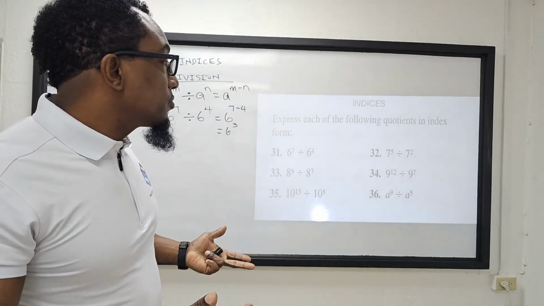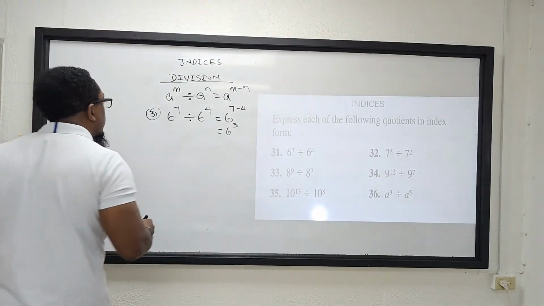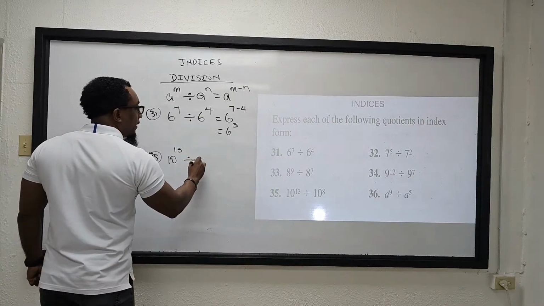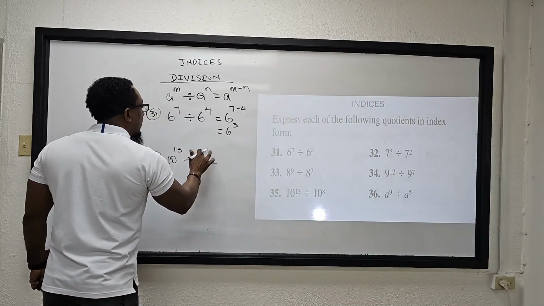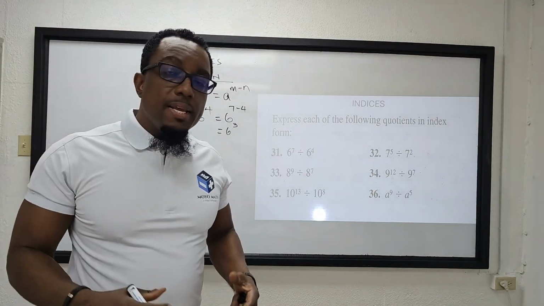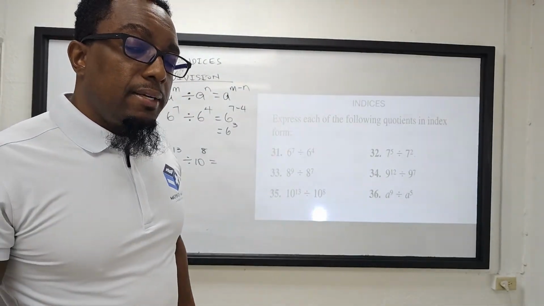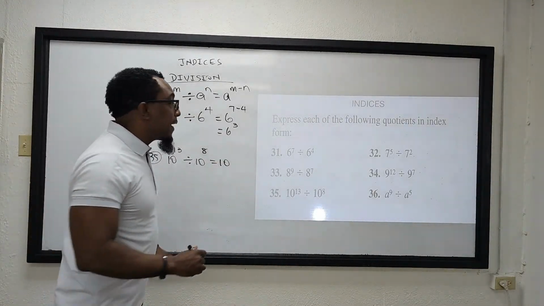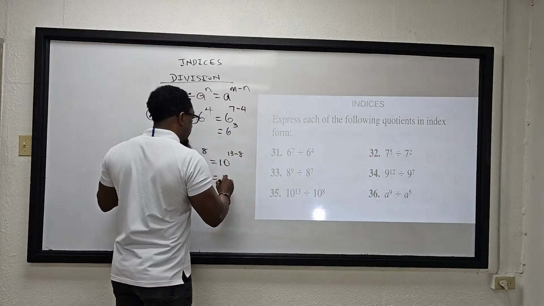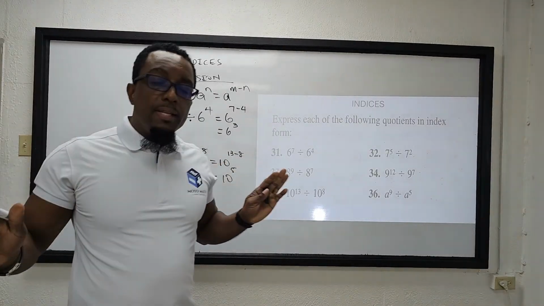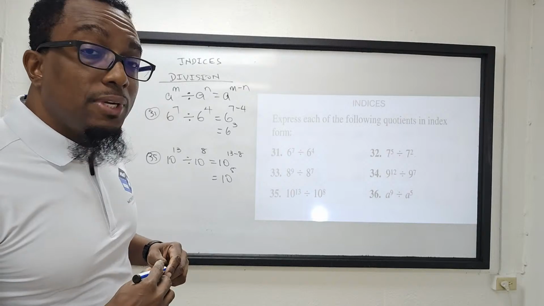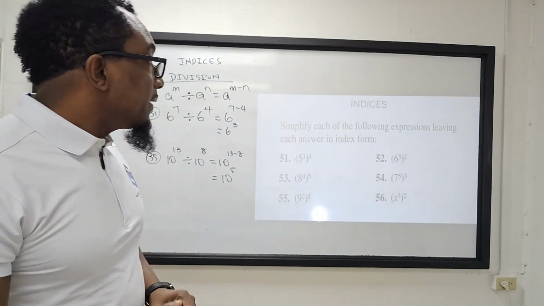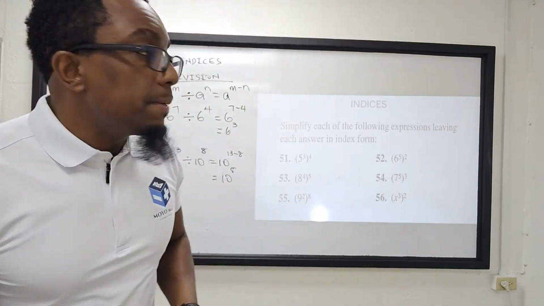If I have, say, let's go with 35. 10 to the power of 13 divided by 10 to the power of 8. Again, we have the same base we're dividing, 10. Alright, same base, we maintain the base, 10. And the powers you subtract, 13 subtract 8, which will give me 10 to the power 5. Straightforward. Leaving the answer in index form. Straightforward. So let's move on to the next rule. Right, important rule known as the rule of power to a power.